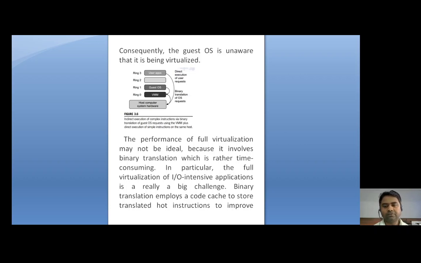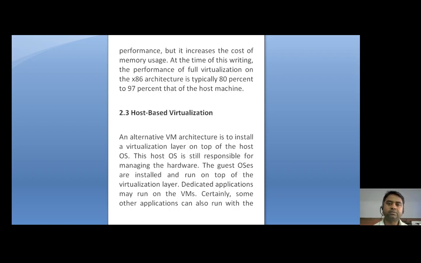The performance of full virtualization may not be ideal because it involves binary translation, which is rather time consuming. In particular, the full virtualization of I/O-intensive applications is really a big challenge. Binary translation employs a code cache to store translated host instructions to improve performance, but it increases the cost of memory usage. At the time of this writing, the performance of virtualization on the x86 architecture is typically 80% to 97% that of the host machine.